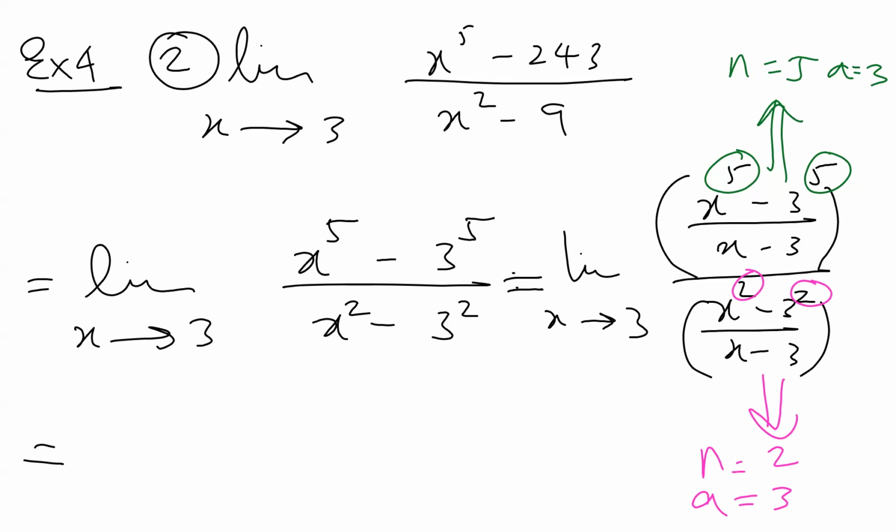So 2, 3, and 1. What 2, 3, and 1? So n is 2, a is 3. Where is n 2? In the numerator, n is 5. Acha, I'm talking about the lower one. My bad. Numerator. Arinjay, will you try the numerator? So n is 5 and a is 3 raised to 4. Correct. Good.